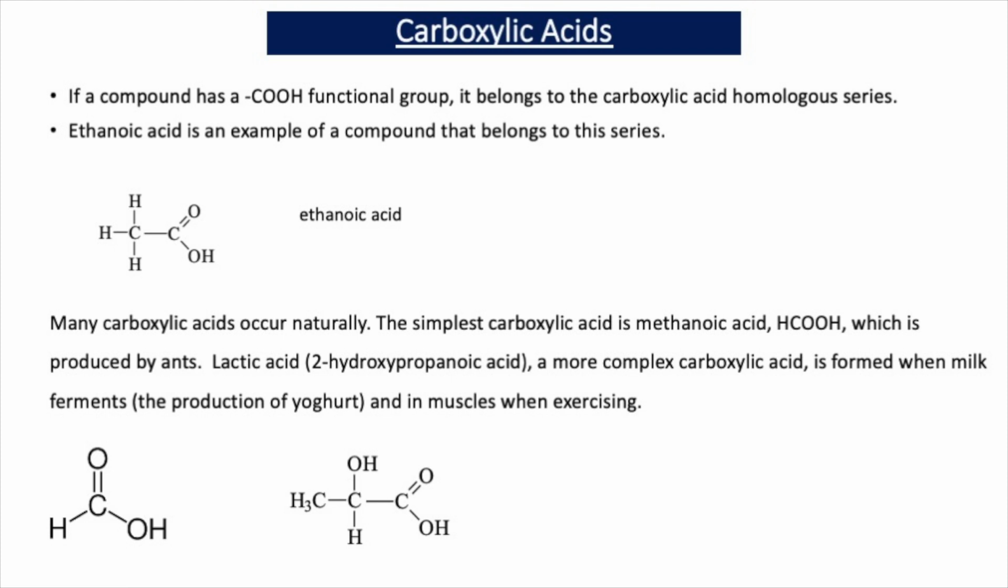Now, in our previous videos on carboxylic acids, we've learnt that they have a COOH functional group. And remember, the functional group is the part of the molecule that determines its chemical reactions. Examples of carboxylic acids include ethanoic acid, which has a CH3 attached to a C double bond OH, and methanoic acid, which is produced by ants, which is HCOOH, and lactic acid, a more complex carboxylic acid, which has a CH3 attached to a COH, H, and C double bond OOH, and this is produced when milk ferments and in muscles when exercising.